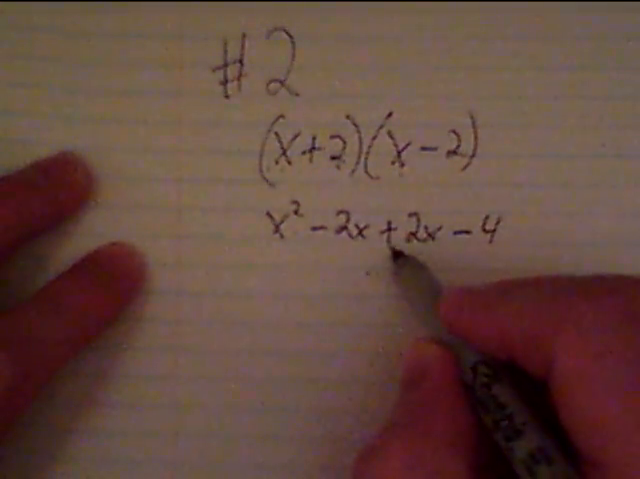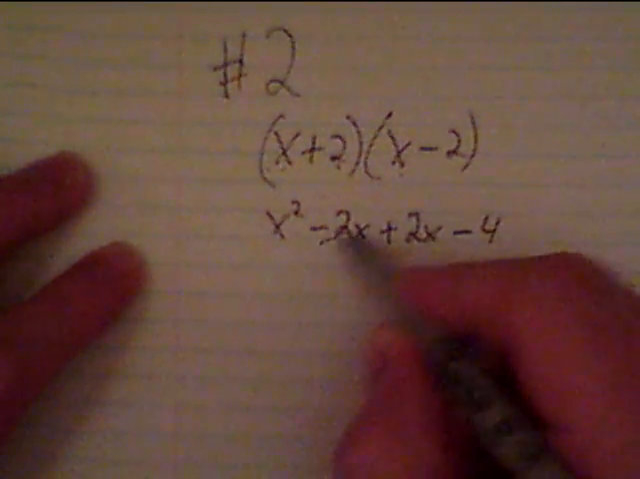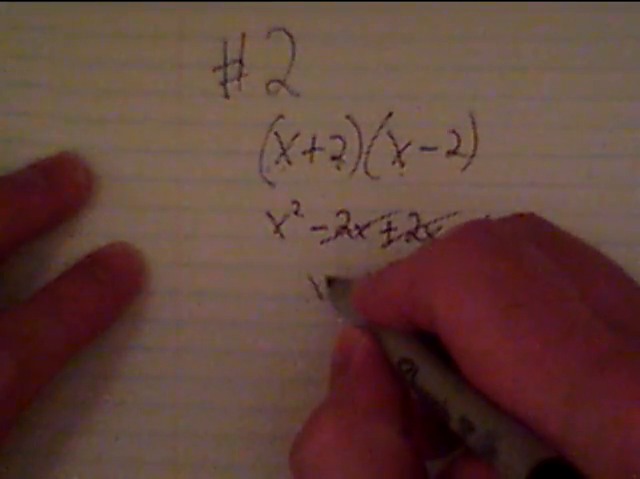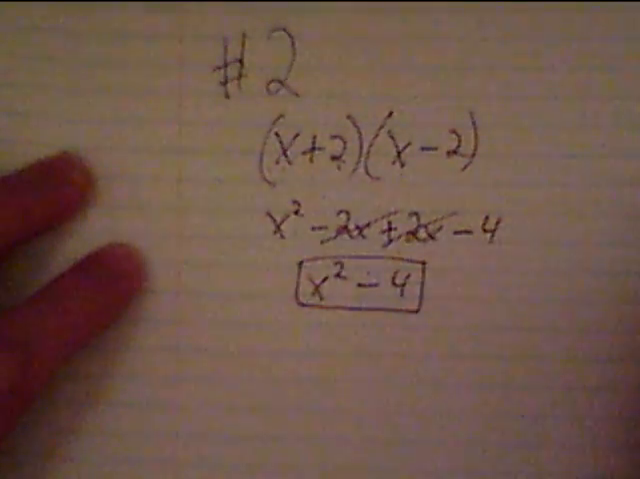Now look what I can do here. We have a negative 2x and a positive 2x. These are like terms, but one's negative, one's positive, and they're equal, so those go away. So we land at just x squared minus 4, and that's our final answer.